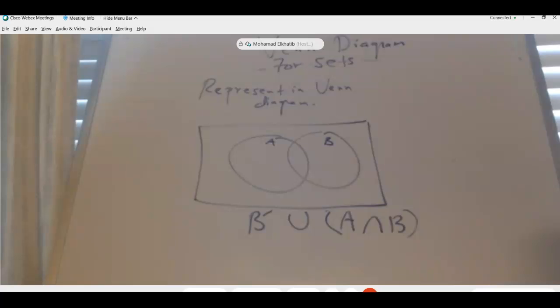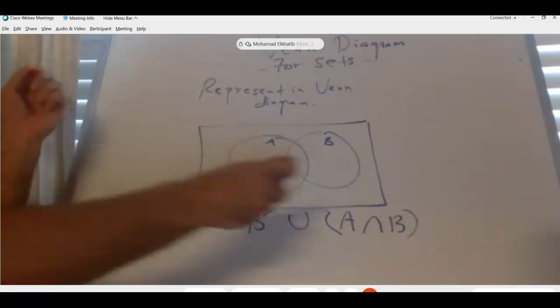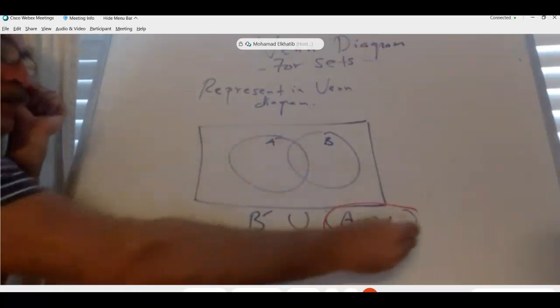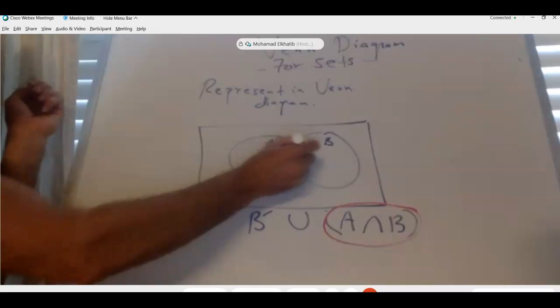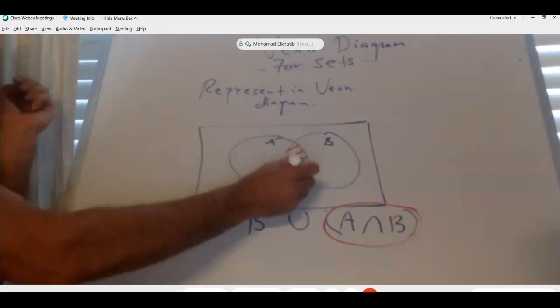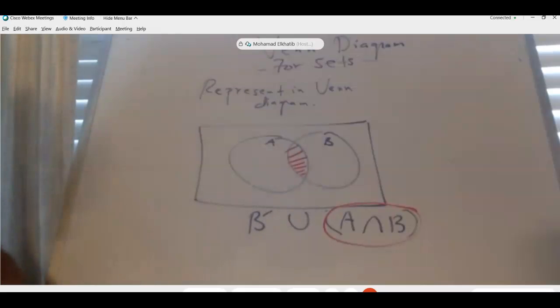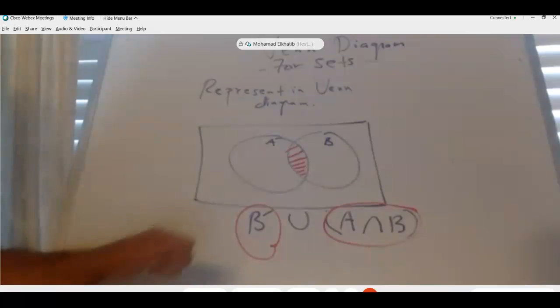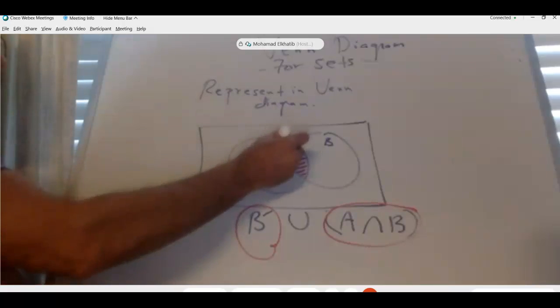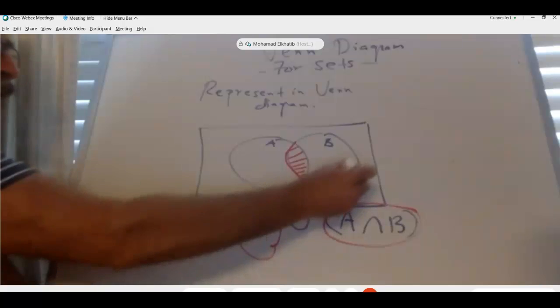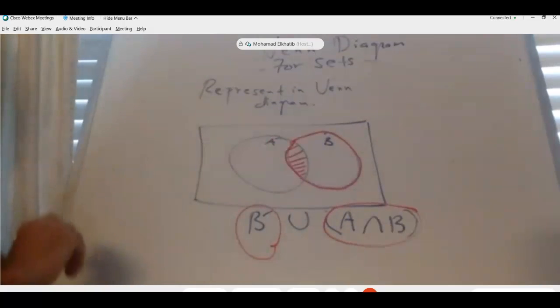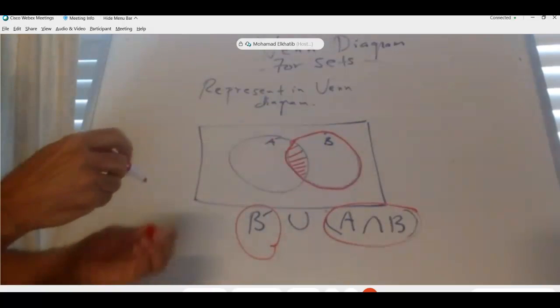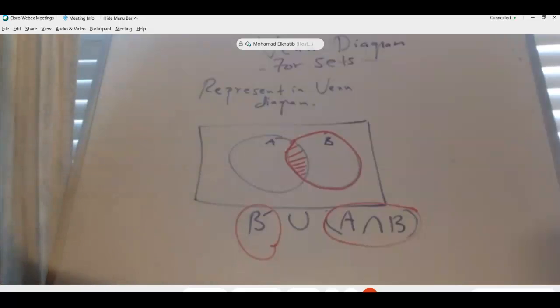All right. So let's do the parentheses first. Let's do this one here. A intersection B. Do you agree this is it, right? Yes. Right. Now I have to do this one. So how do I do B prime? I circle my B, correct? B prime is going to be everything outside B. So I'm going to use a different color.